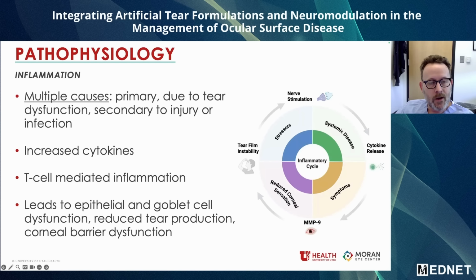As the inflammatory response progresses, epithelial integrity deteriorates and the function of goblet cells decreases as well. And this is just a cycle that goes on and on. One of the most important concepts for clinicians is that inflammation can persist even after the original trigger has improved. So this helps explain why some patients continue to experience symptoms despite apparently adequate lubrication in the setting of inflammation.